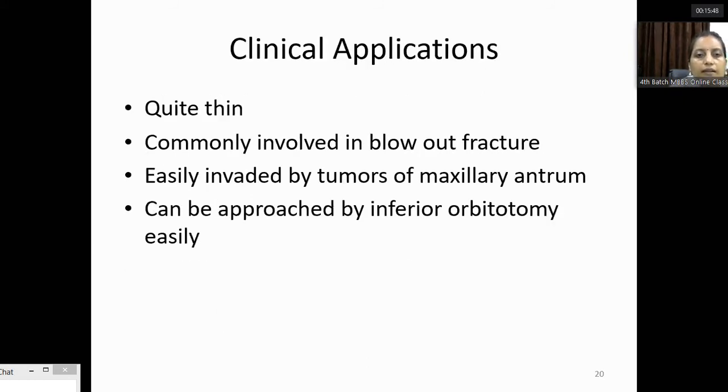It is quite thin, and it is commonly involved in blowout fractures. It is easily invaded by tumors of the maxillary antrum, and it can be approached easily by inferior orbitotomy. It is a commonly involved wall during a blowout fracture, meaning a fracture with the orbital rim intact.